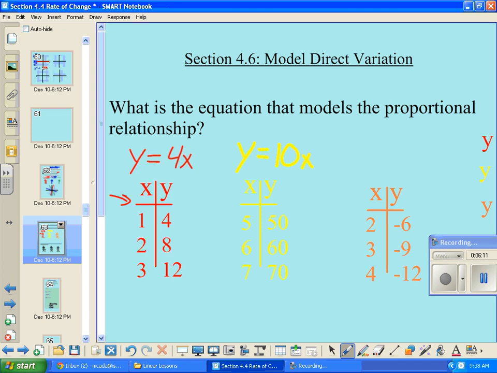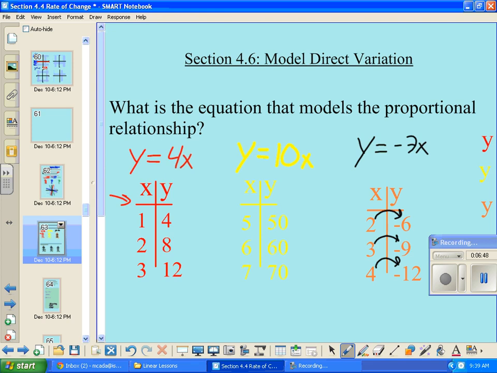And then for that last one, I don't know if I have an orange, but I'll just go back to black, I guess, for now. For that last one, if I plug in 2, 3, and 4, I get negative 6, negative 9, negative 12. Looking at that table, what's the pattern here? What am I multiplying x by every time to get to y? And is it always the same thing? Well, it's giving me a negative number, so it should be negative something. 2 times 3 gives me 6, 3 times 3 gives me 9, 4 times 3 gives me 12, so it must be 3. So times negative 3. So y equals negative 3x.